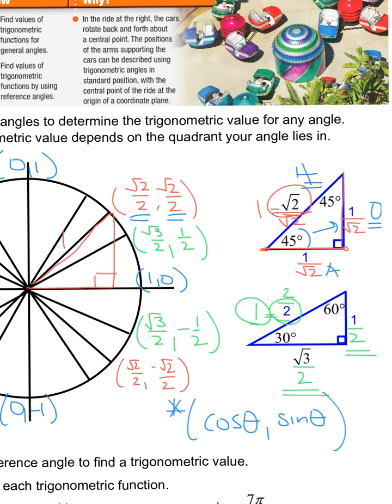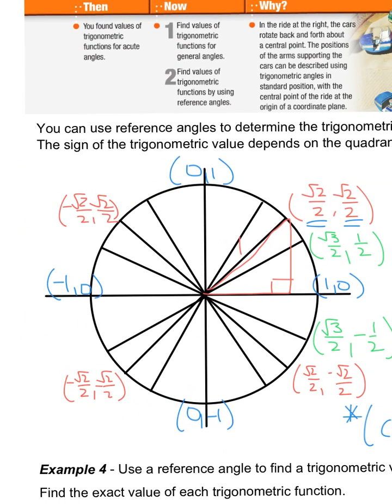If I go to that same reference angle over in quadrant 2, I know my x values are going to be opposite. My y values are the same. And then finally, quadrant 3, I know that both the x and y values should be opposites of each other.